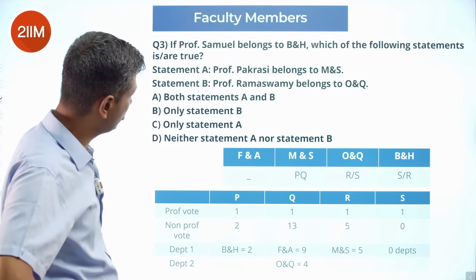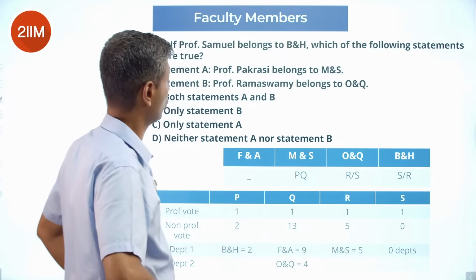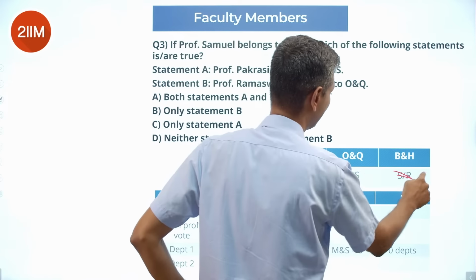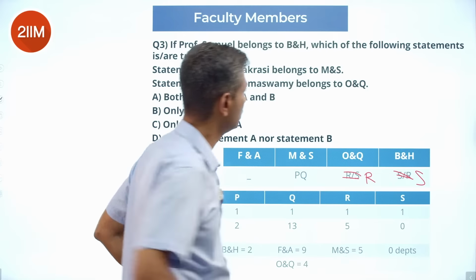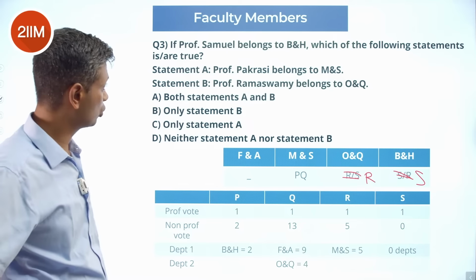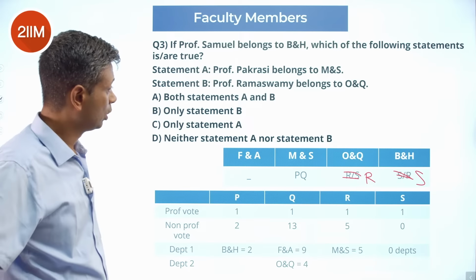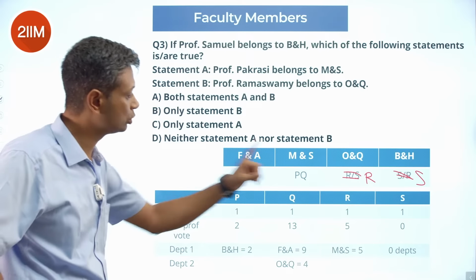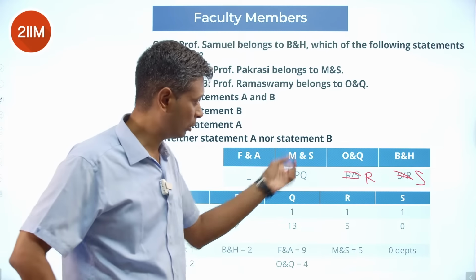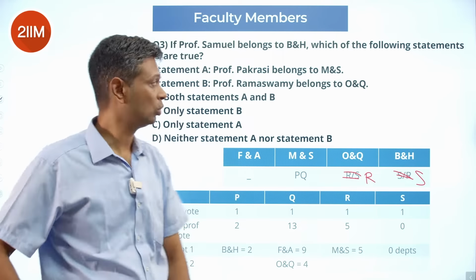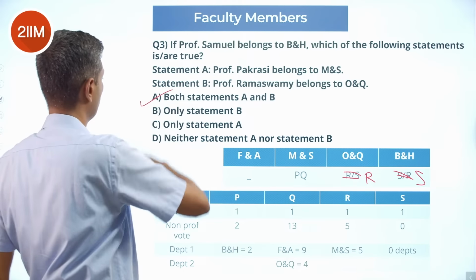If Professor Samuel belongs to P and H, then this is S, this is R. Which of the following statements is true? Statement A, Professor Pakrasi belongs to M and S, true. Professor Ramaswamy belongs to O and Q, true. Both are true. P to M and S, R to O and Q, both are true. Both statements A and B, choice A.